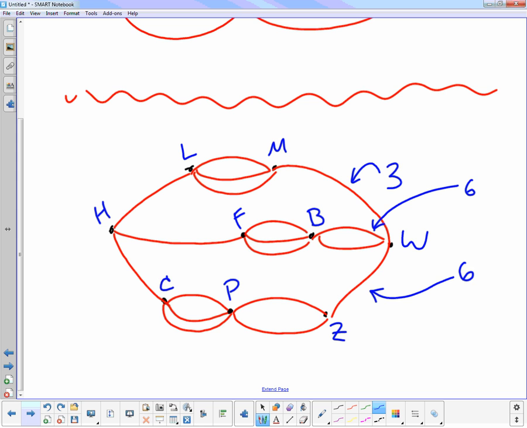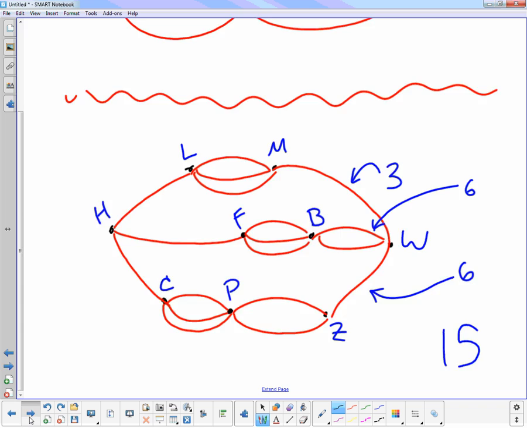You add them, right? So 15. 15 different ways of getting from A to B. No, you don't want to multiply them. You add them up, okay? So sometimes things are additive, sometimes things are multiplicative, okay?